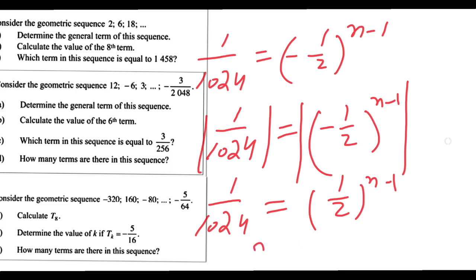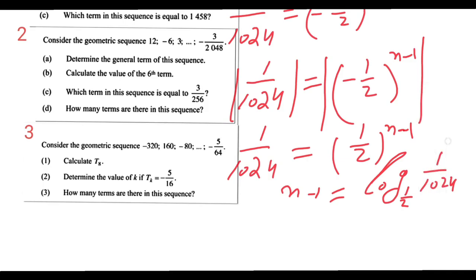So n minus 1 is equal to, I'm going to find the value of n, log of 1 over 1024 to the base 1 over 2. So I use my calculator. The answer is n minus 1 is equal to 10. So the minus 1 I move over to this side and it becomes positive, n is equal to 11.